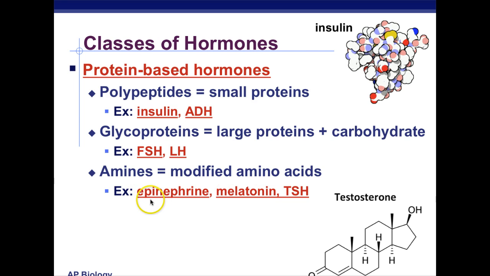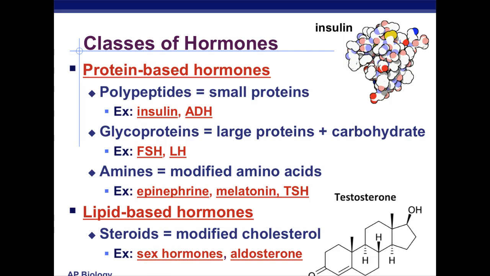Things like epinephrine, also known as adrenaline, melatonin, which is important in regulating sleep cycles, and TSH, which is thyroid stimulating hormone, which will cause the thyroid to produce other hormones. And then the other class of hormone is lipid-based hormone. These are things that are going to be made from sterols. So a type of lipid called sterol, which is a modified cholesterol. So examples of this are sex hormones like estrogen and testosterone, or aldosterone.